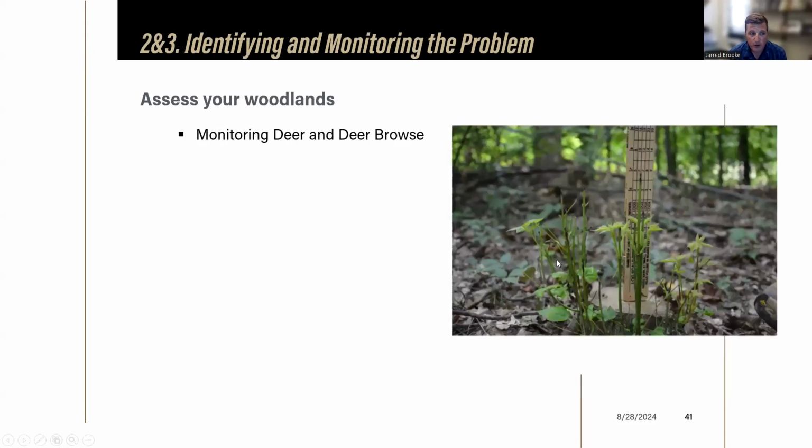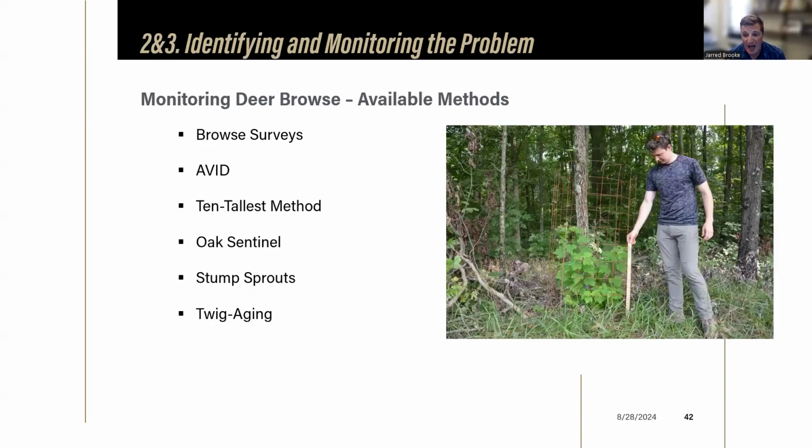Once you walk through that questionnaire, you can go into how to actually monitor deer and deer browse. It's really important to think about how you can monitor deer browse in your woodland to get an understanding of what deer are eating and how much of it they're eating. So there's lots of available methods. General Browse Survey. There's a method from New York called the AVID, or the Assessing Vegetation Impacts from Deer method, which has a nice online portal to enter data. And then there's several other methods we talked about.